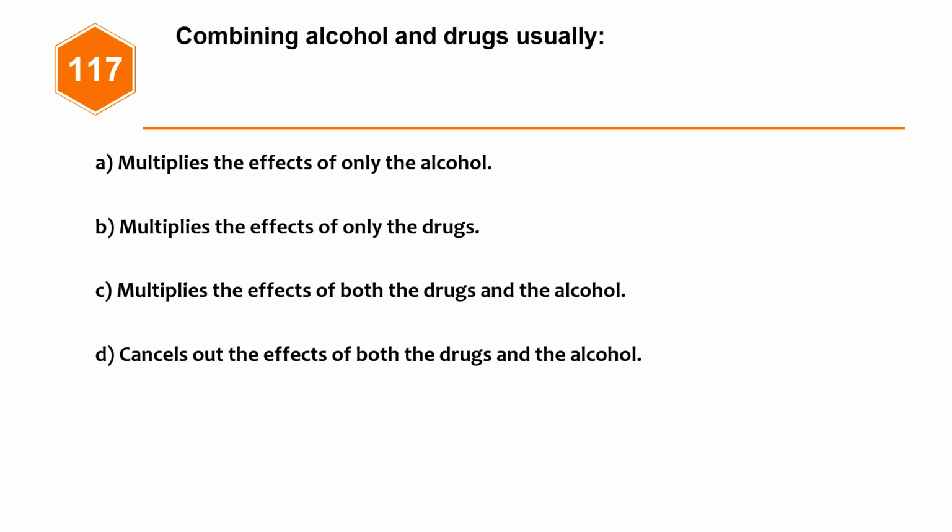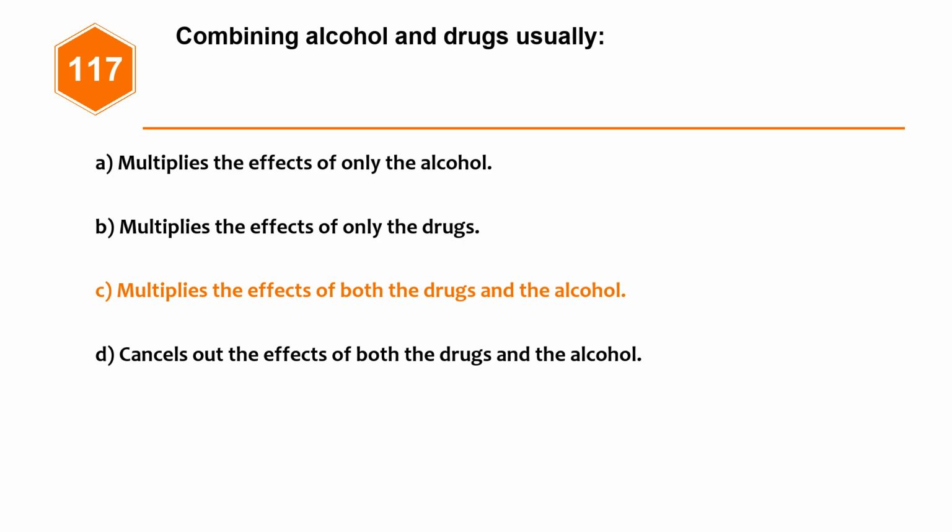Question 117. Combining alcohol and drugs usually: Option A, multiplies the effects of only the alcohol. Option B, multiplies the effects of only the drugs. Option C, multiplies the effects of both the drugs and the alcohol. Option D, cancels out the effects of both the drugs and the alcohol.